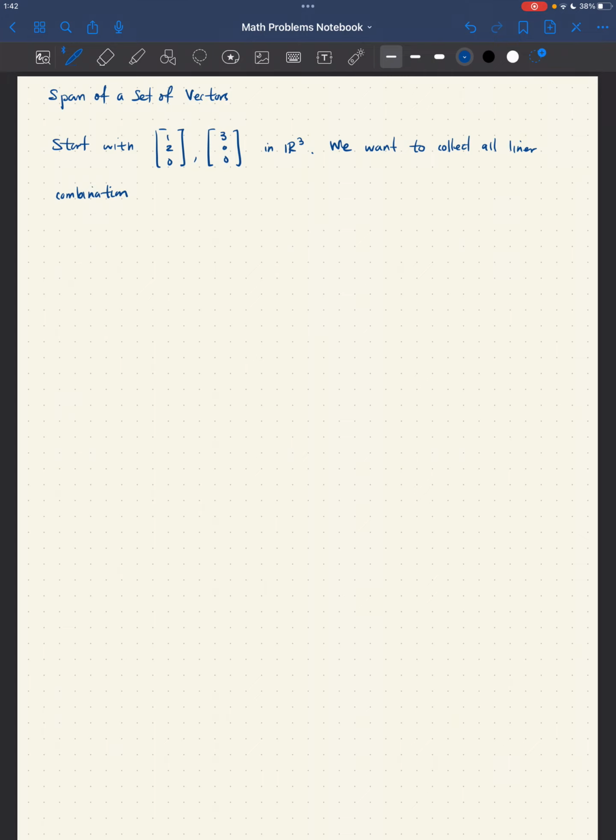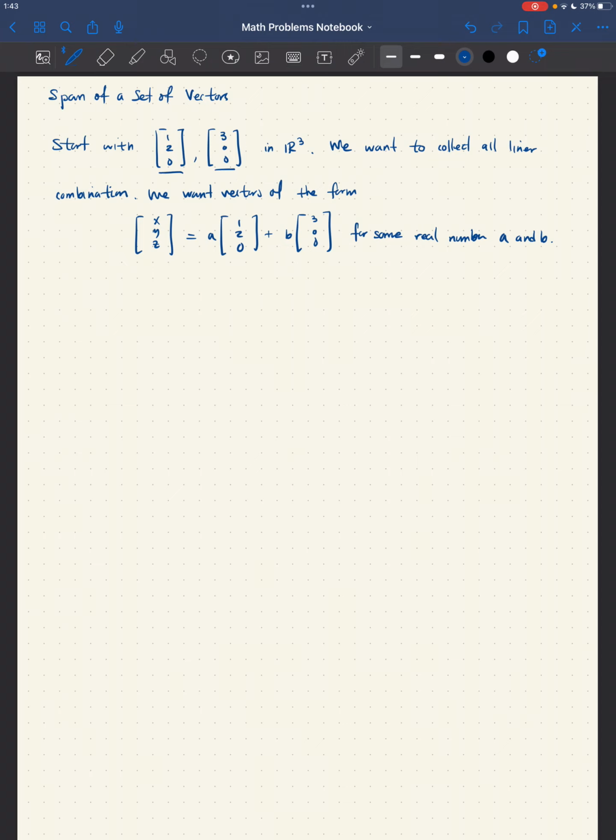But what would that mean? Well, in other words, we want vectors of the form x, y, and z, of course, with three entries, all of them real. Just like that, for some real numbers a and b. So we want to collect all the vectors that come as a linear combination of these two. Linear combination in this sense: multiply the vectors by some real coefficient, add them up, look at the result, and put it in the collection.